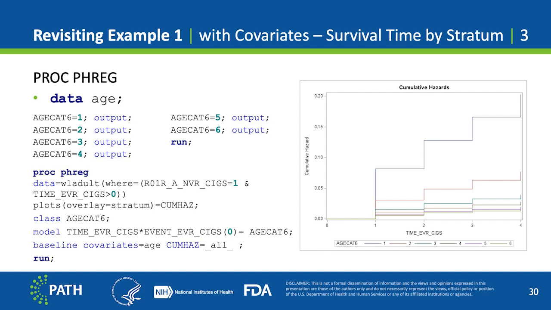As you can see here, we defined a dataset called age, output all 6 age categories, and use the baseline statement in PROC PHREG to get the cumulative hazard rates by age category. It's a similar conclusion for the youngest adult group. The cumulative hazard is much larger compared to the other age groups.